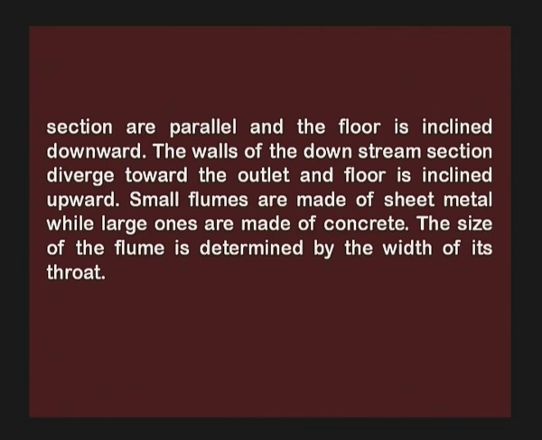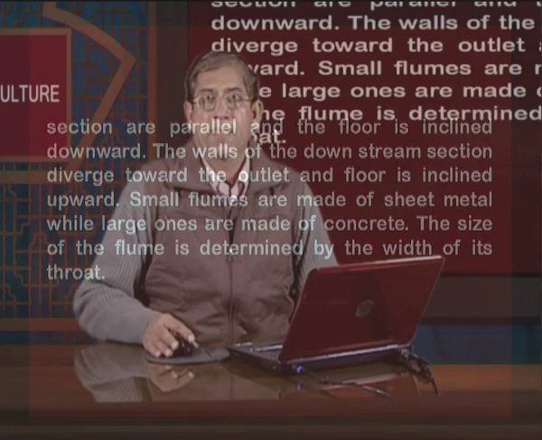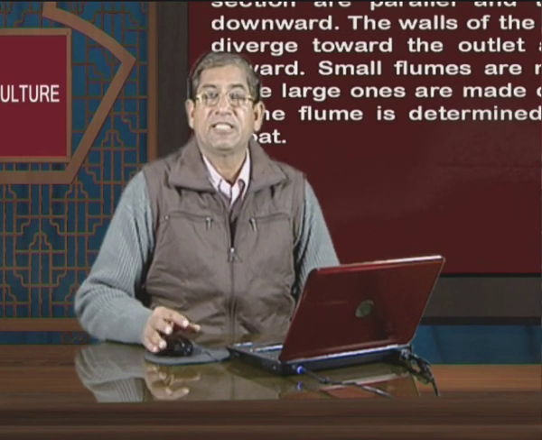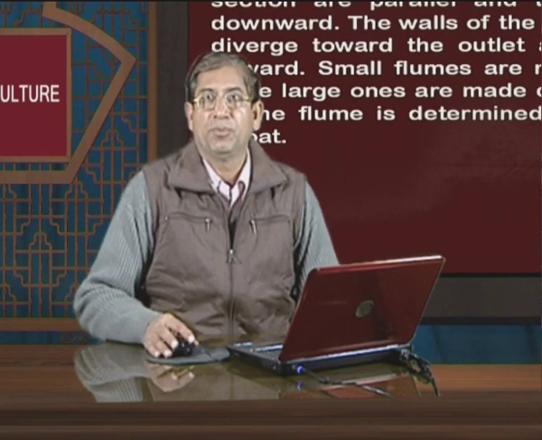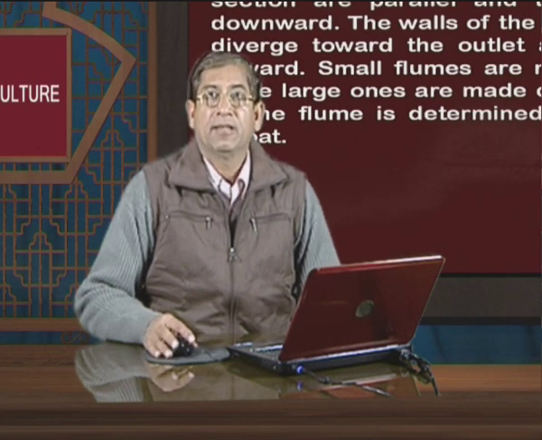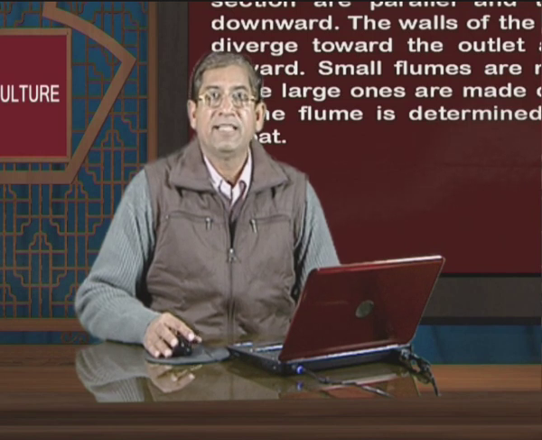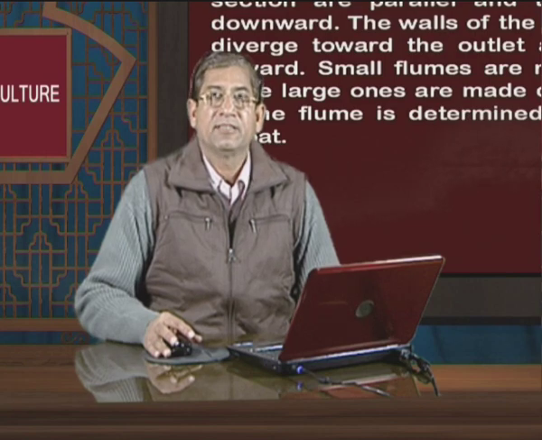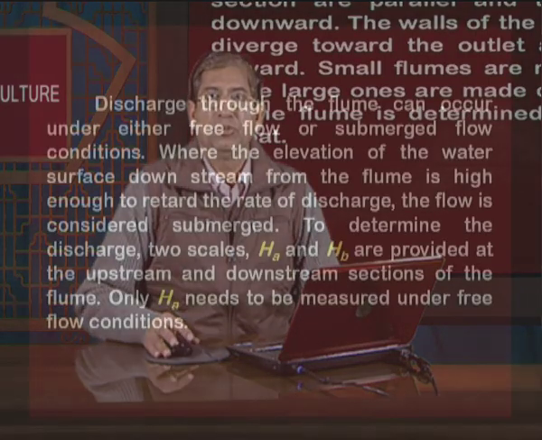Small flumes are made of sheet metal while large ones are made of concrete. The size of the flume is determined by the width of its throat. Partial flumes have the advantage that they are self cleaning, and varying discharges can be measured with the help of partial flumes depending upon the width of the throat. Whenever large measurements are needed, wide throat partial flumes are used. Whenever a small stream is to be measured, narrow throat partial flumes are used.